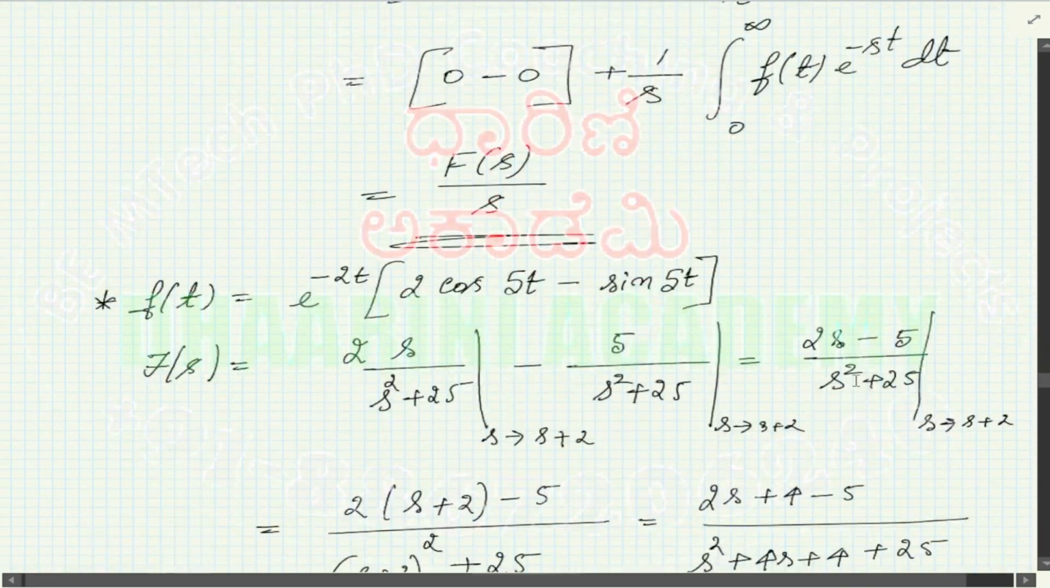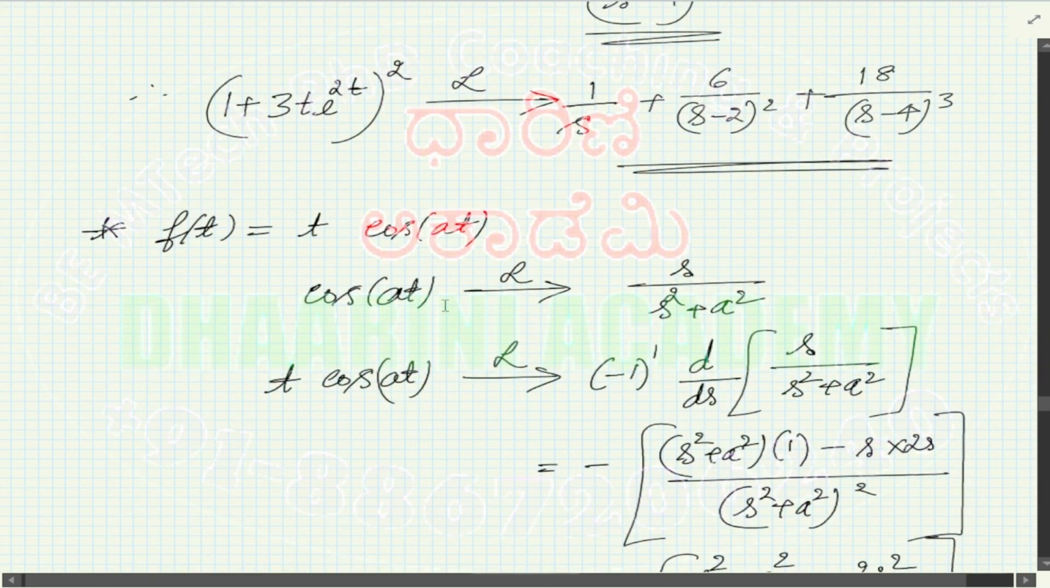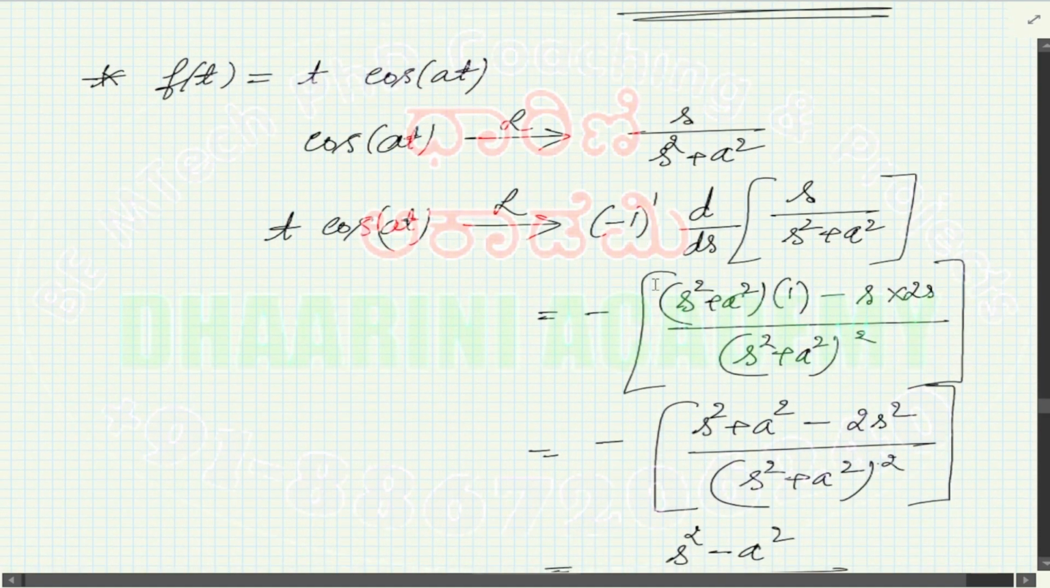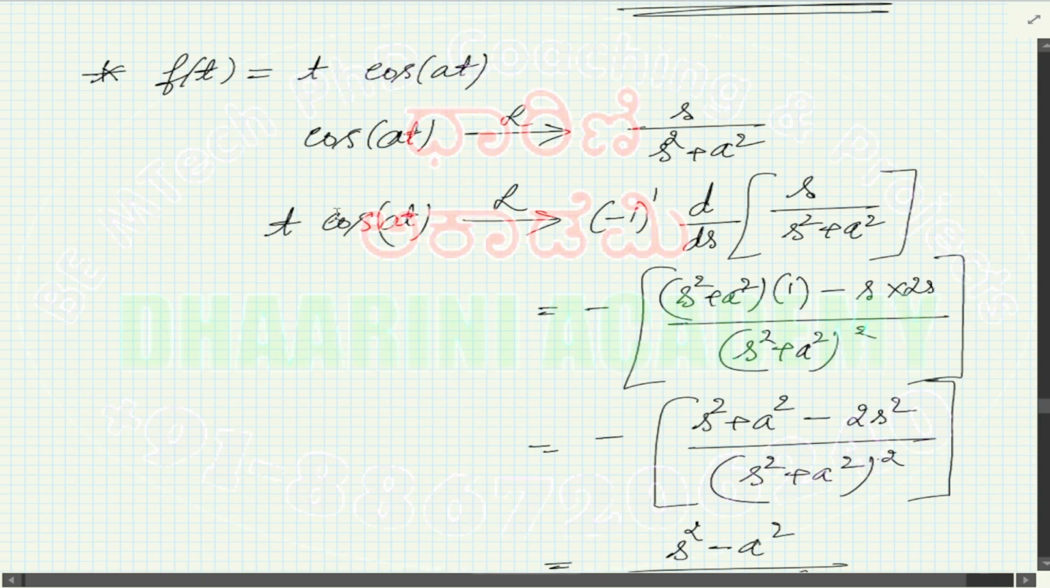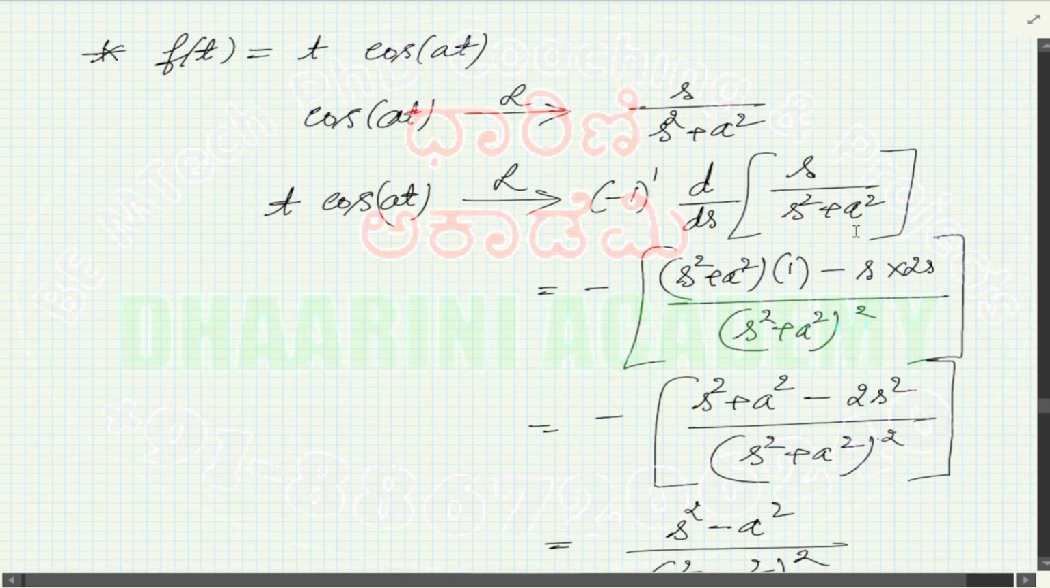Now we are going to use this property because we are multiplying by t in the time domain. So cos at has Laplace transform s by s square plus a square. Since you are multiplying by t once, that is t to the power 1, the property becomes minus 1 to the n, derivative once. You have to take a derivative of this term s by s square plus a square. Now it's a simple differentiation using the quotient rule.